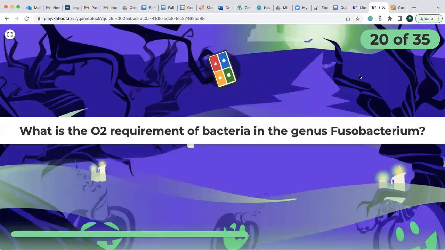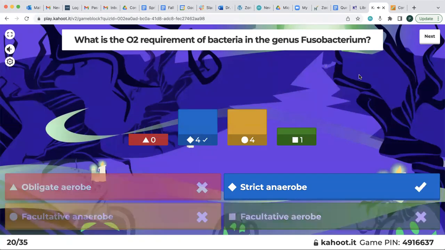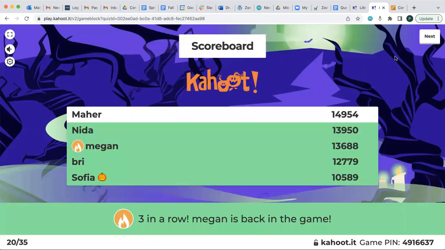What is the O2 requirement of bacteria in the genus Fusobacterium? It is a strict anaerobe. So not a facultative anaerobe, it is a strict anaerobe. It cannot have oxygen. So yes, good to remember as well. Know the oxygen requirements of the bacteria.